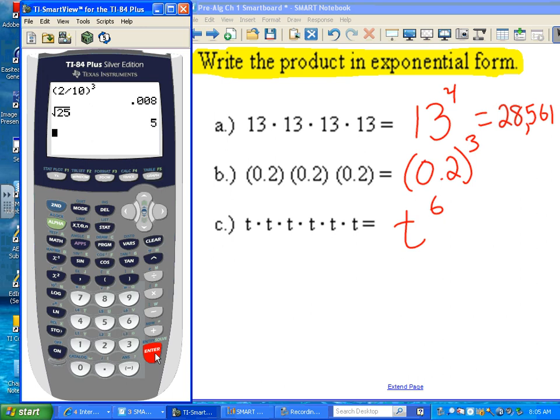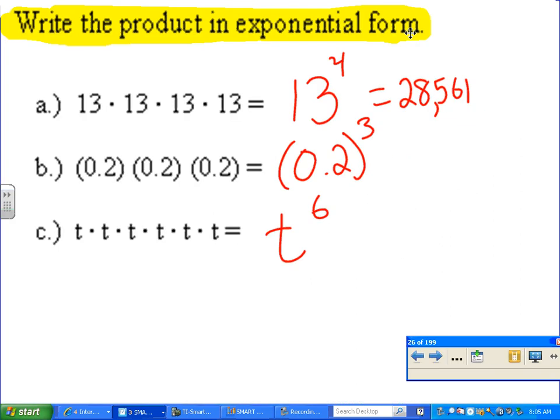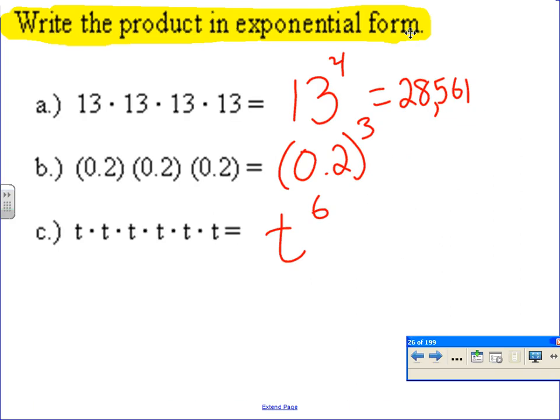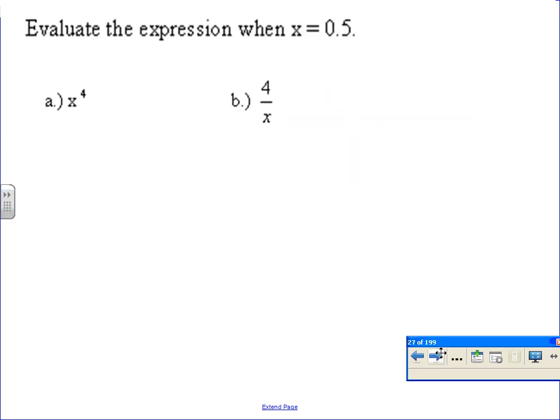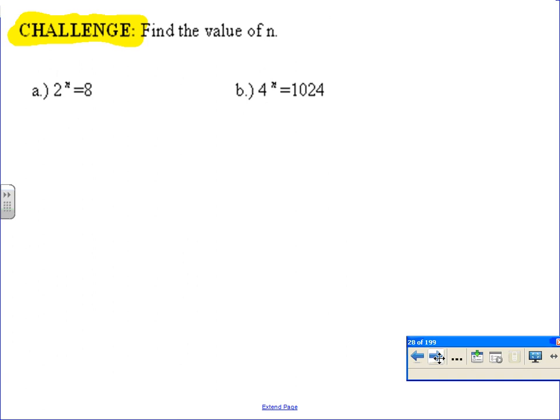Okay, is everyone okay? Okay, clear your calculator. I'm going to go back to the smartboard. And I want to jump to the challenge problem. So I'm going to jump to the challenge problem, letter A. 2 to the what is 8? So I want you to think backwards now. 2 to the what equals 8? And I want you to use your brains on this one, not the calculator.